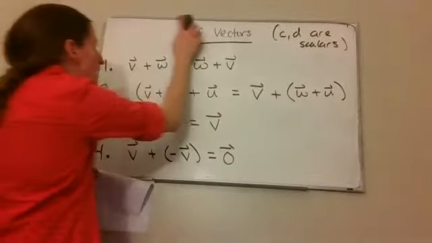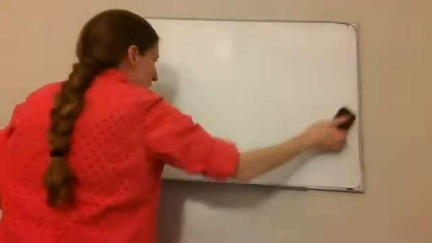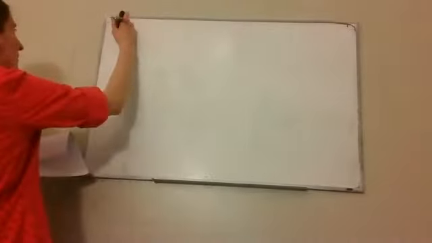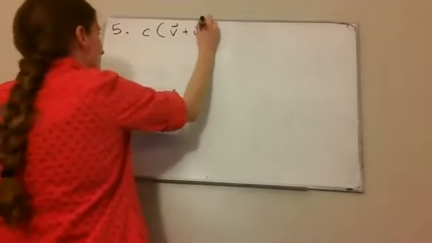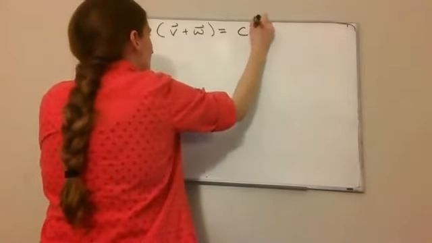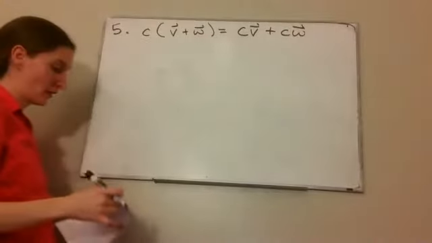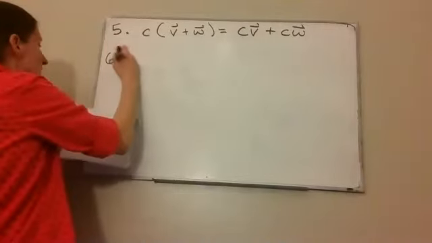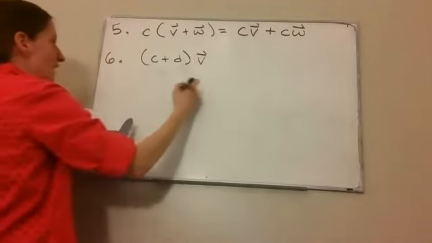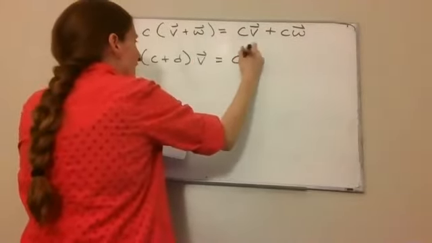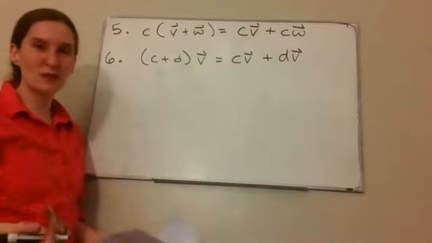Now we have property 5, all the way through property 11. We have lots of properties. So property 5, C times the quantity vector V plus vector W is equal to C times vector V plus C times vector W. So you can distribute scalars. Property 6, C plus D in parentheses times vector V is equal to C times vector V plus D times vector V. So it's another form of distribution.